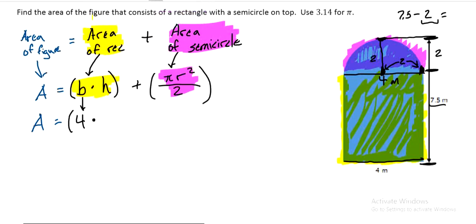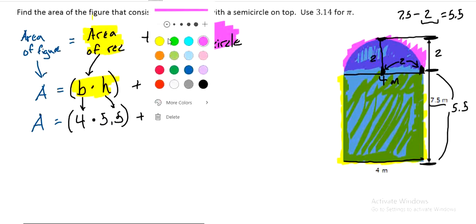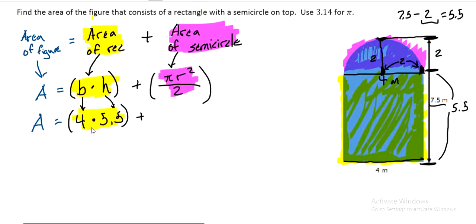Therefore, my missing height here, here to here will be 5.5, because 7.5 minus 2 gives us 5.5. So for my height of my rectangle, I'll put 5.5 plus. So that's good. We got our numbers we need to find the area of a rectangle.